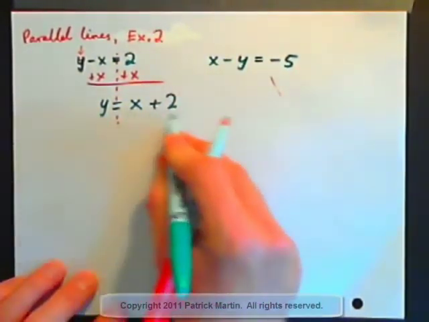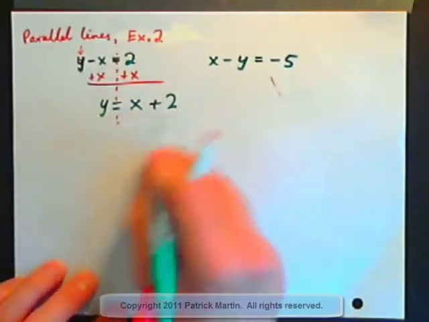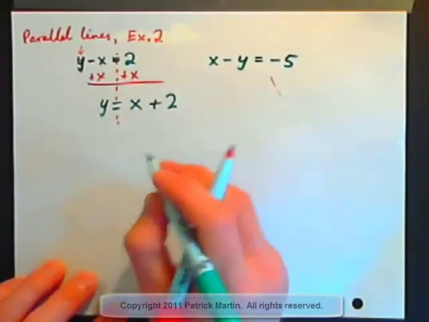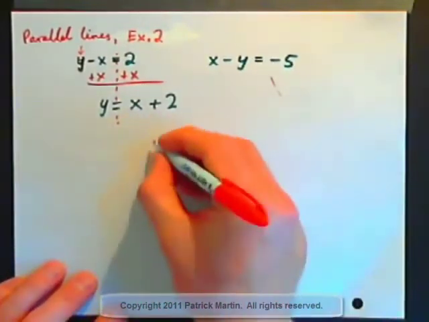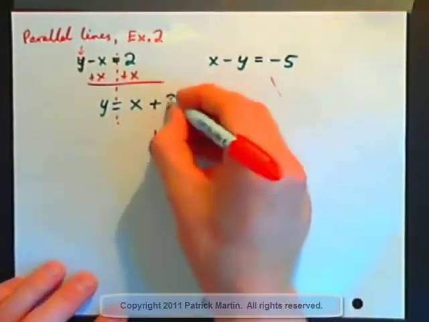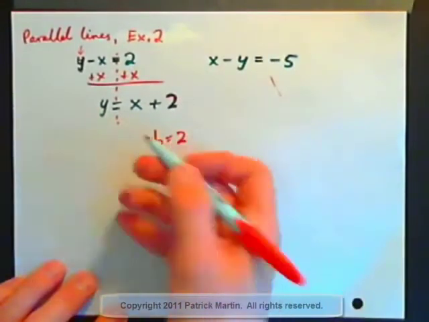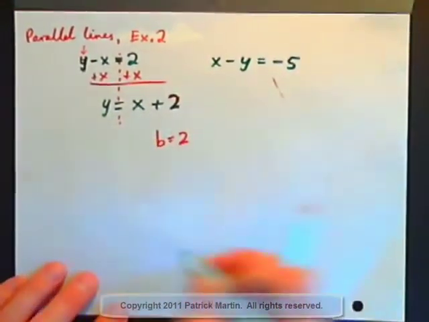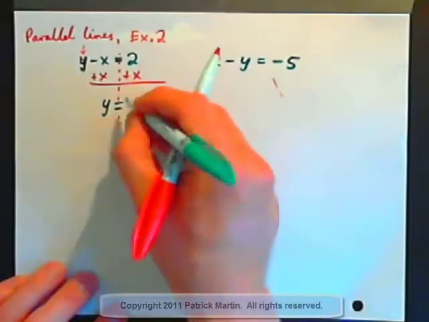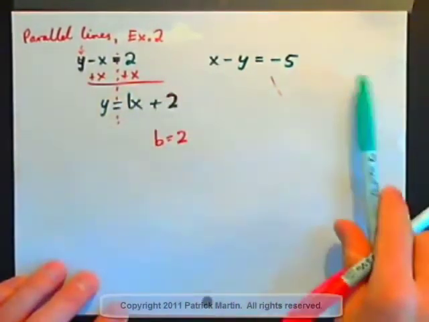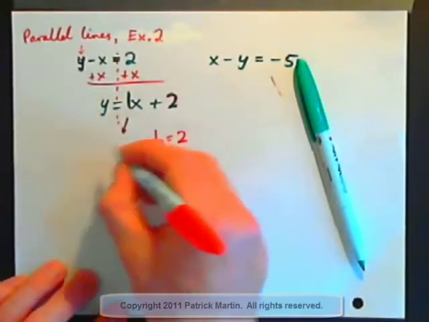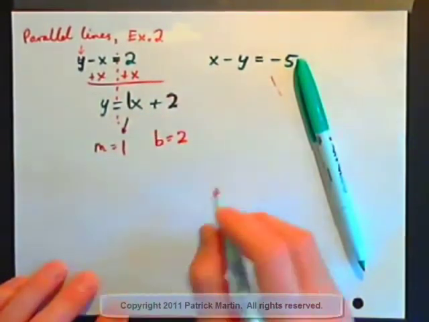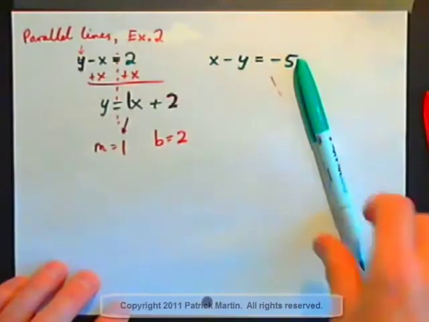Now we need to give the slope and the y-intercept for this equation. We can see that the y-intercept b is equal to 2. What's the slope? How many x's are there? I just see 1x, so my coefficient of x is 1, and I can say my slope is 1. So slope is 1, y-intercept is 2.